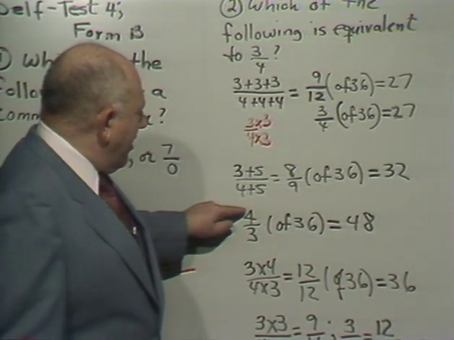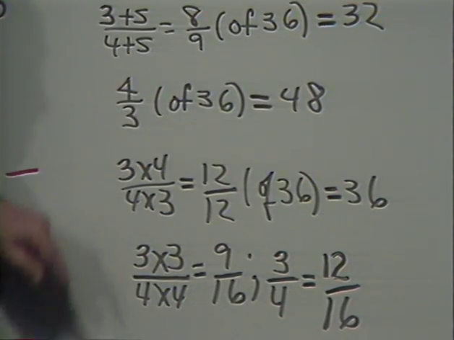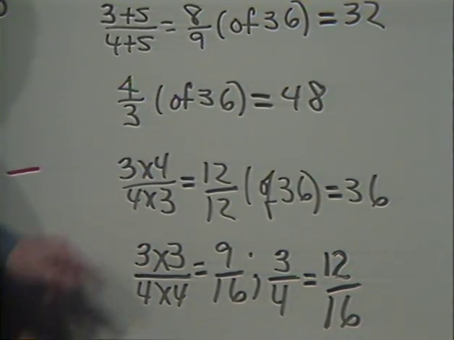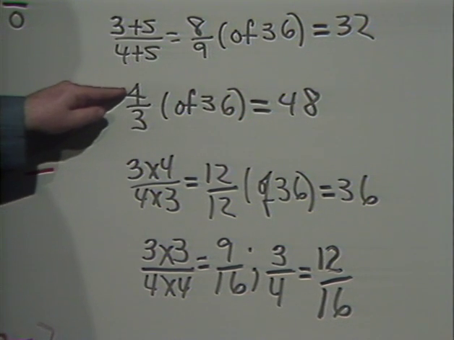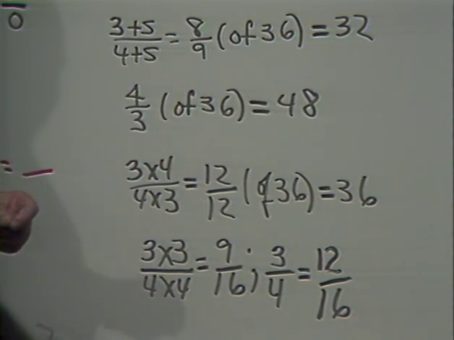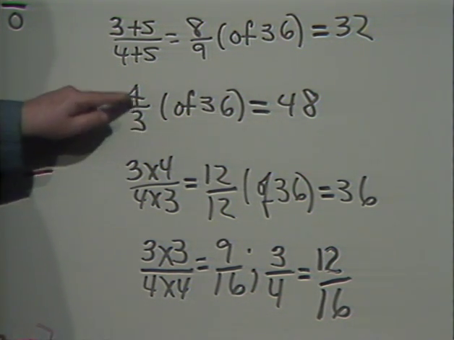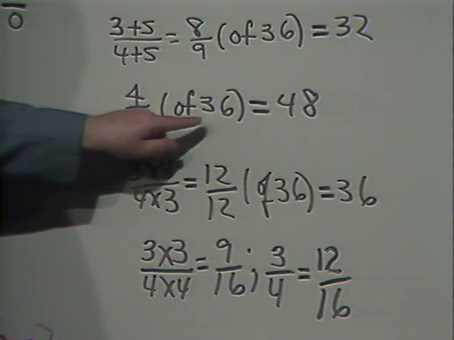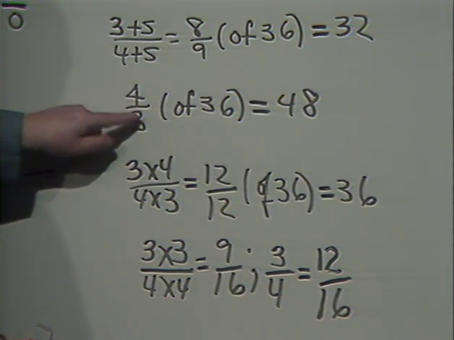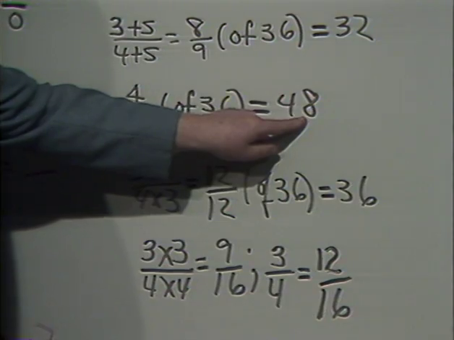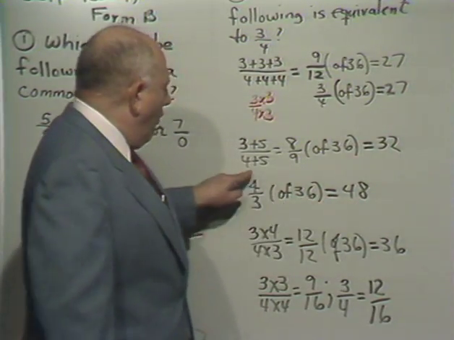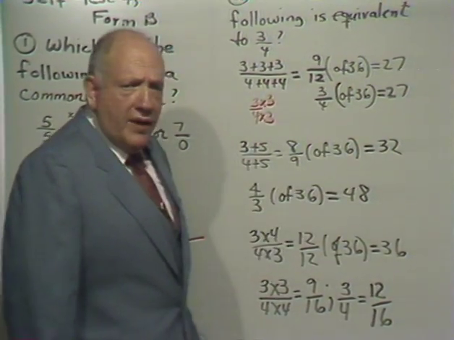Can you visualize that taking 4/3 is not the same as taking 3/4? In other words, dividing by 3 and multiplying by 4 is not the same as dividing by 4 and multiplying by 3. But even if you don't understand that, just work it out mechanically. 4/3 of 36. 36 divided by 3 is 12. 12 times 4 is 48. And by the way, that makes sense.